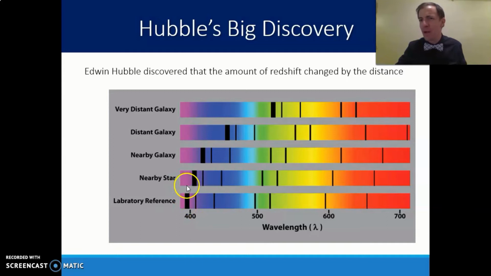But a nearby star is moving away from us. It's shifted a little bit to the red. Nearby galaxy or distant galaxy, very distant galaxy, we see these lines moving farther and farther towards that red part of the spectrum. What this means is that the farther away it is, the faster it's moving. Now, we're going to talk a little bit about what this means for us, but ultimately, it means not only is one star moving away from us, all stars are moving away from us, and they're moving away faster if they're farther away. Our universe is expanding.